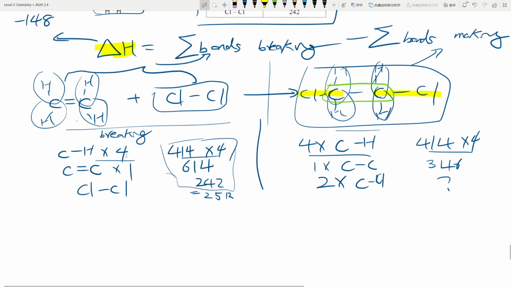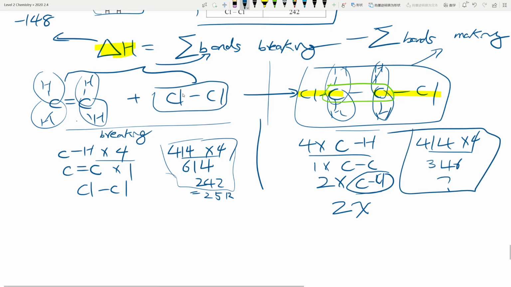All right, so let's just calculate. If I don't know C-Cl, I can just make it X. Okay, this is 2X. C-Cl I don't know. So if I put everything back in here, let's just do the bonds breaking part. So this is 414 times 4. Let's just add them up first. So 414 times 4 plus 346.